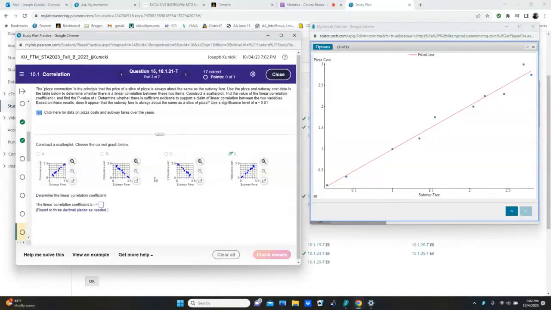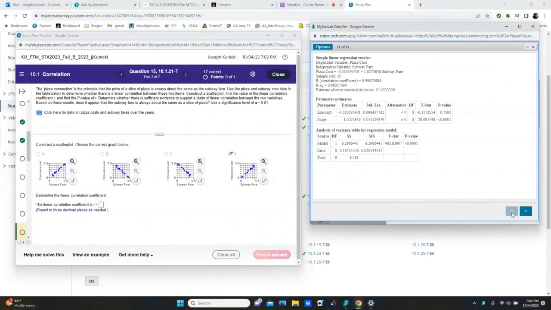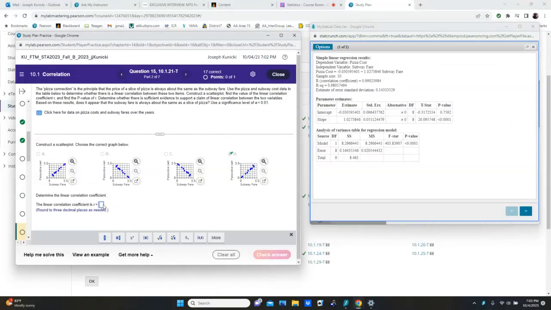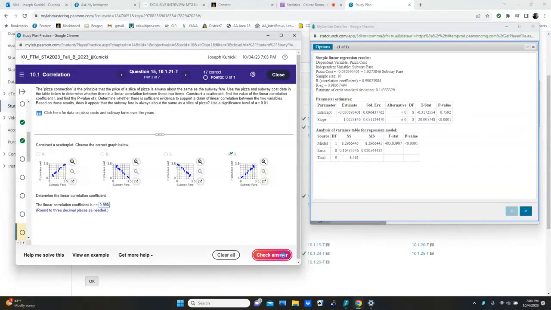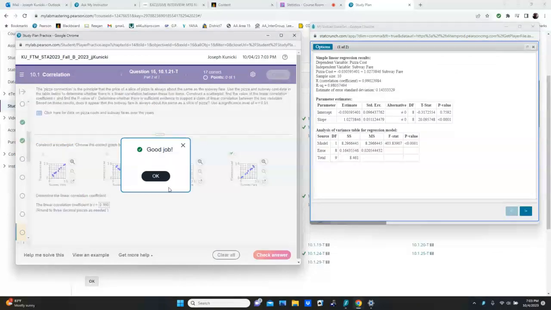Now they want us to determine R. All right, so I go back on this left arrow, and here's the data, the summary. Remember, they use capital R here. To 3 decimal places, it's 0.990. So 0.990. And that's what they want.